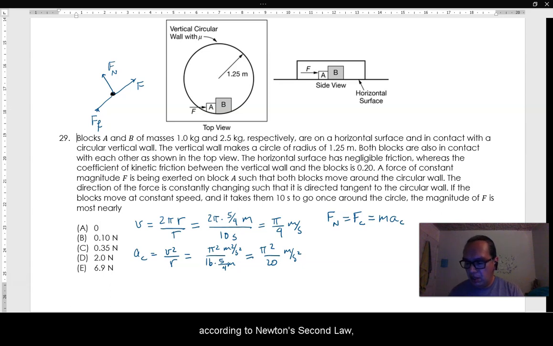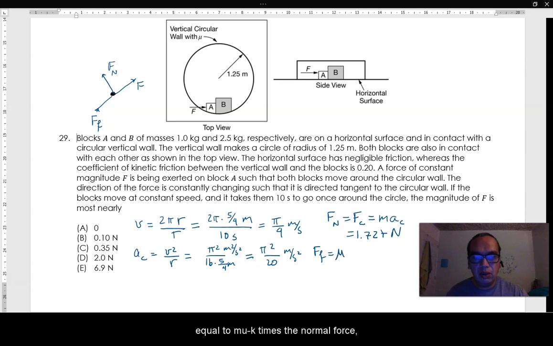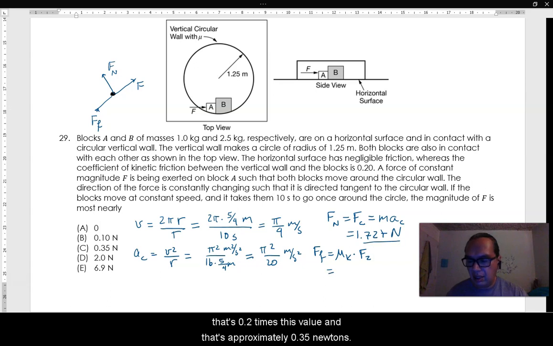And that is equal to approximately 1.727 newtons. Now the friction force then is equal to mu k times the normal force. That's 0.2 times this value, and that's approximately 0.35 newtons.